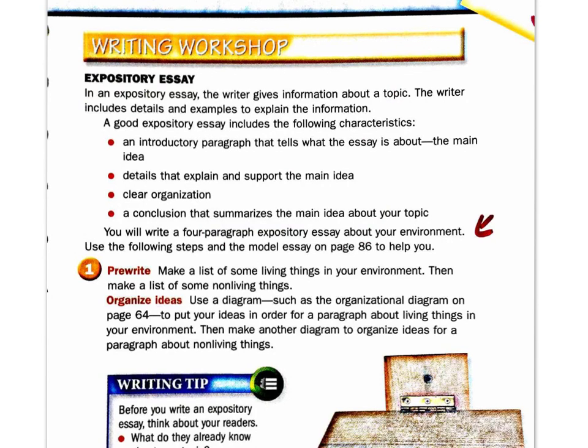So let's go over what is in a good expository essay. In an expository essay, the writer gives information about a topic. Your topic is your environment. So you give information. That's what expository means, information. The writer includes details and examples to explain the information.